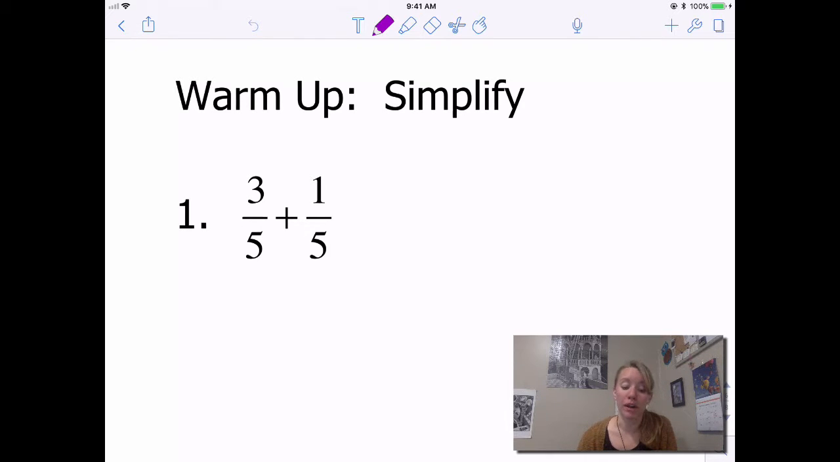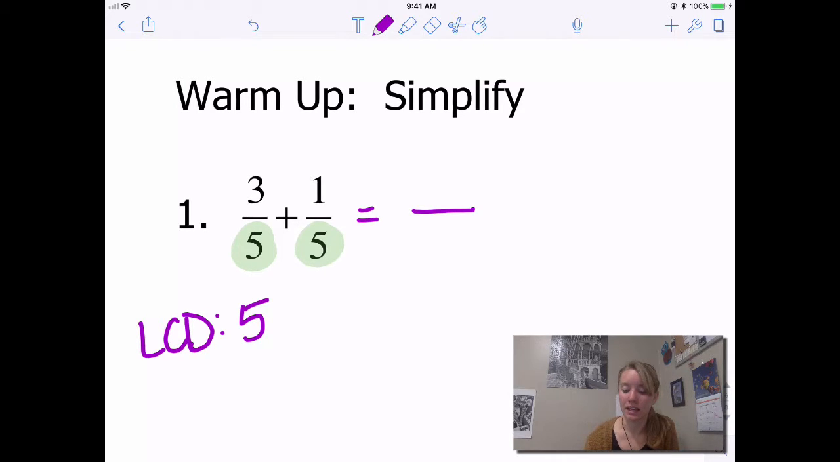So if I look at number 1, 3/5 plus 1/5, if you remember back to adding and subtracting fractions back in middle school, our denominators were the most important piece of adding and subtracting fractions. So here we have a least common denominator. It's 5. So I can keep my denominator and add the numerators. 3 plus 1 is 4.